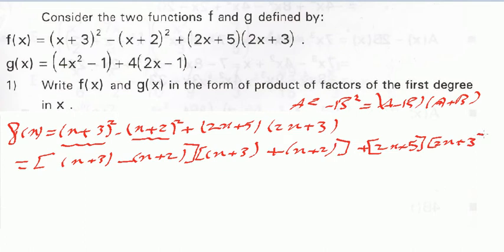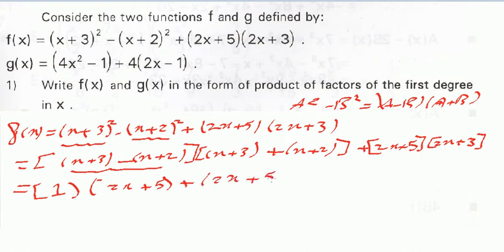Okay, so now I usually expand the brackets. So x plus 3 minus x plus 2, it's equal to 1. x minus x is gone, 3 minus 2 is 1, multiplied by, what do I have here? x plus x is 2x plus 5. Okay, I'm doing it quickly, we're not little kids anymore. Plus we have 2x plus 5 multiplied by 2x plus 3.